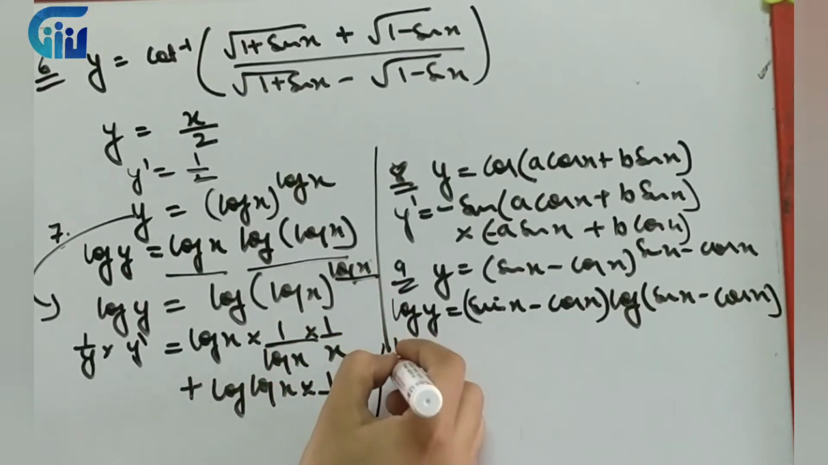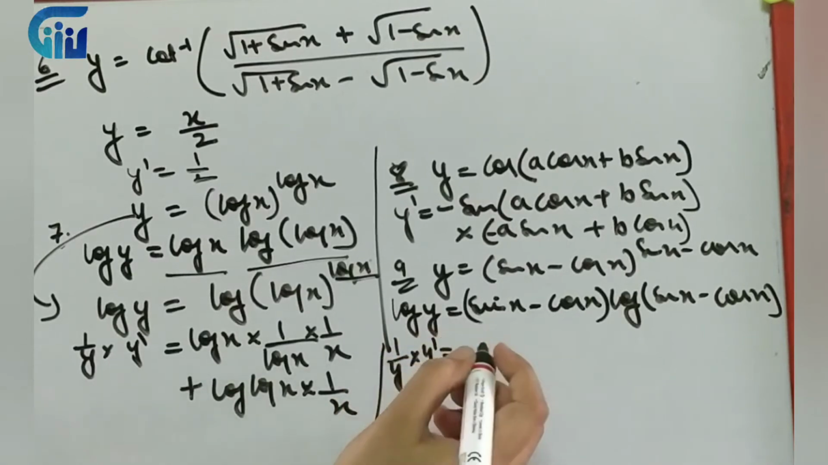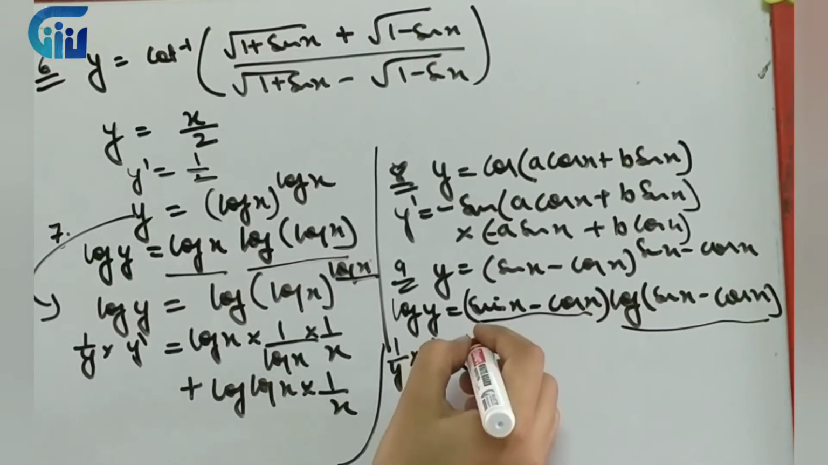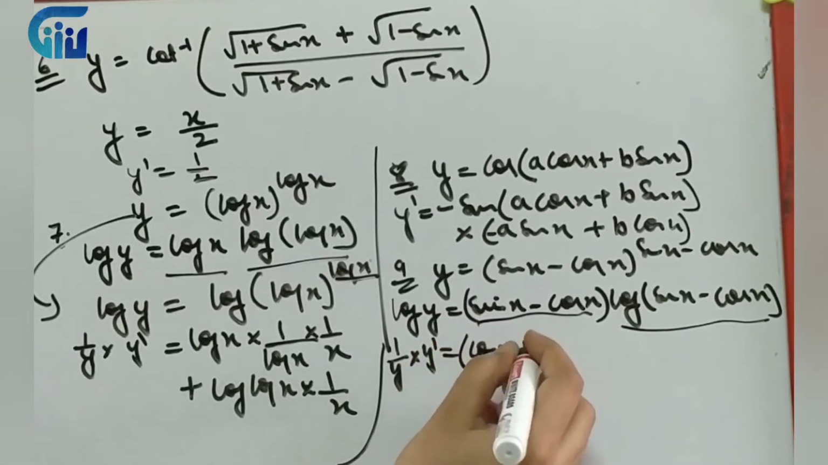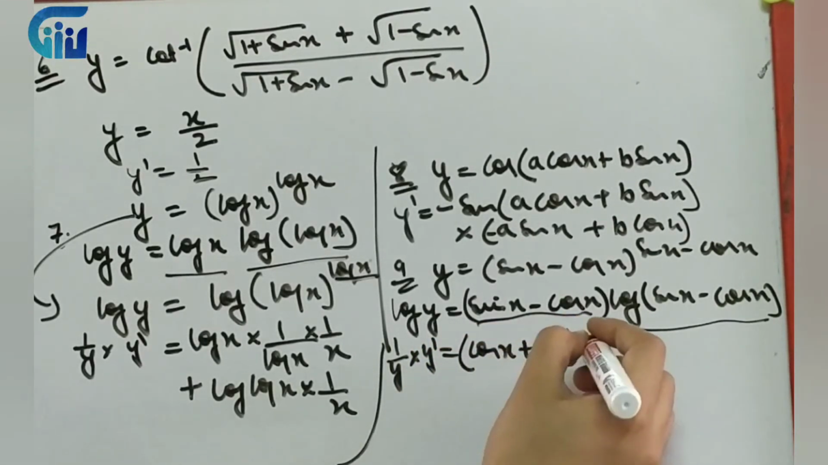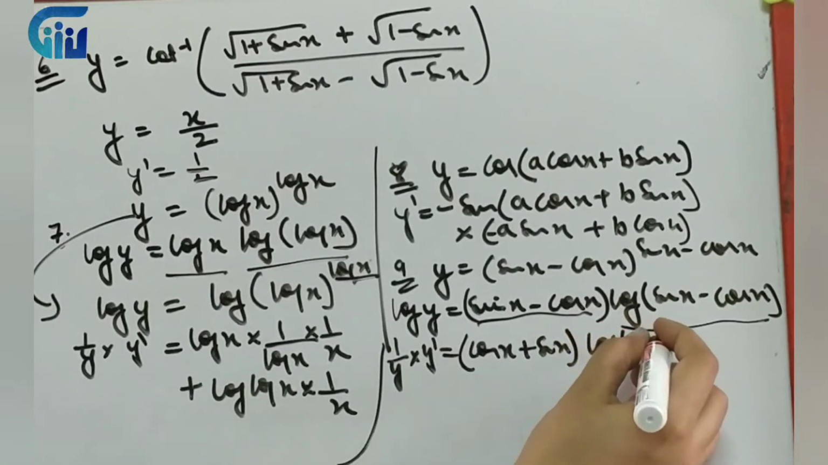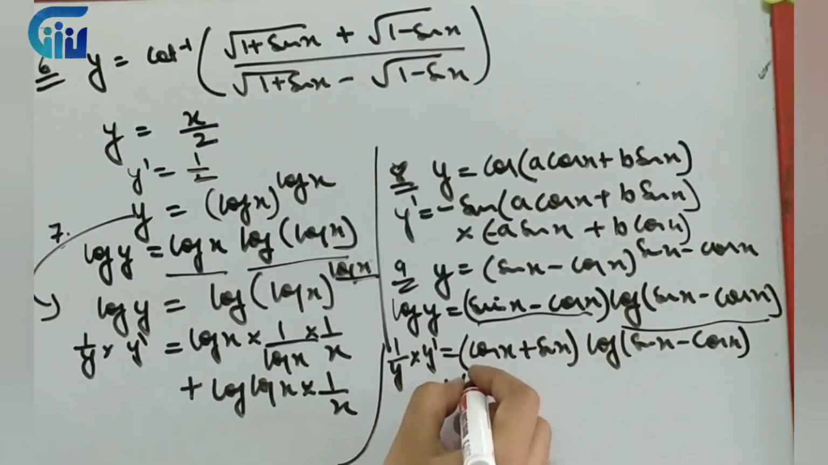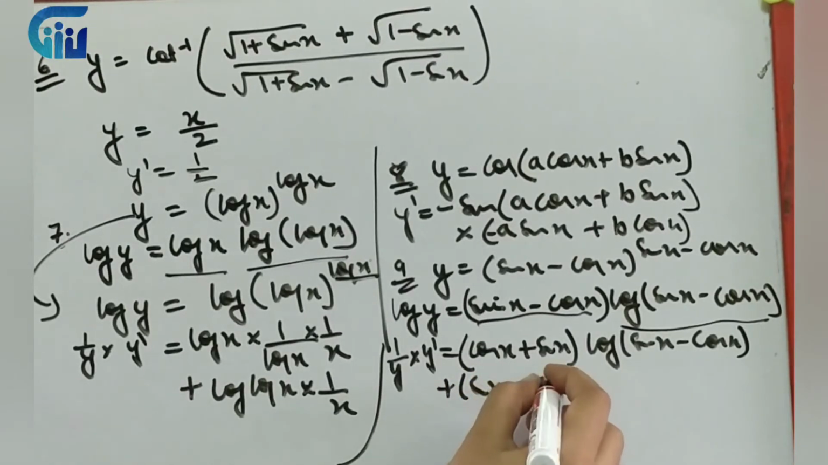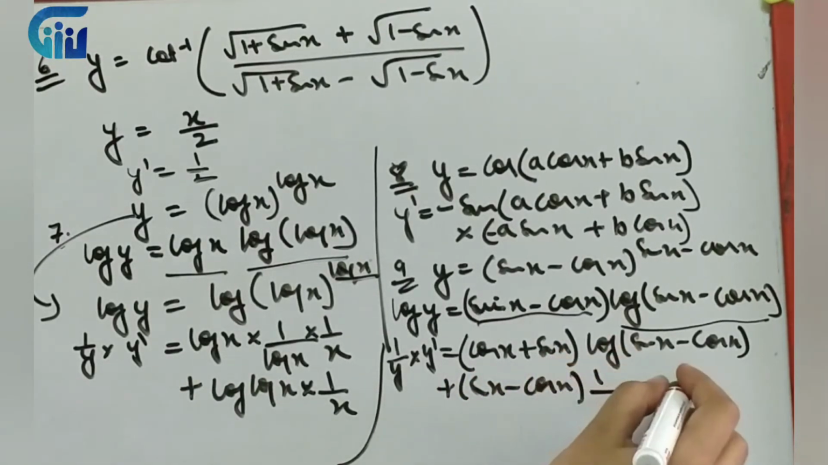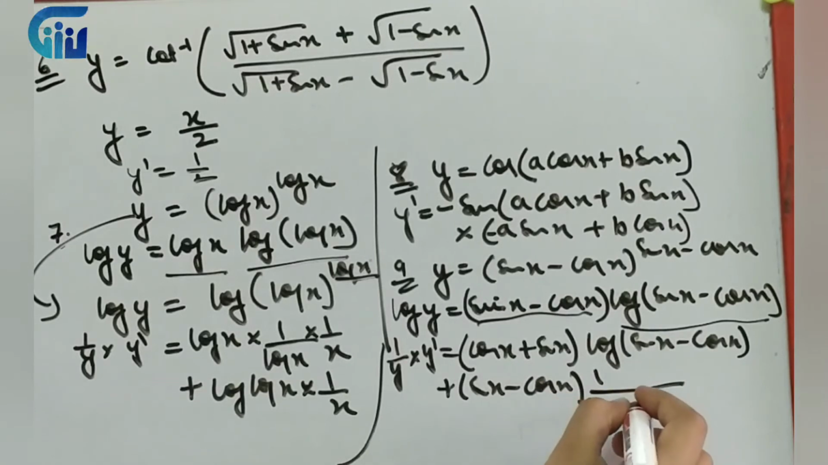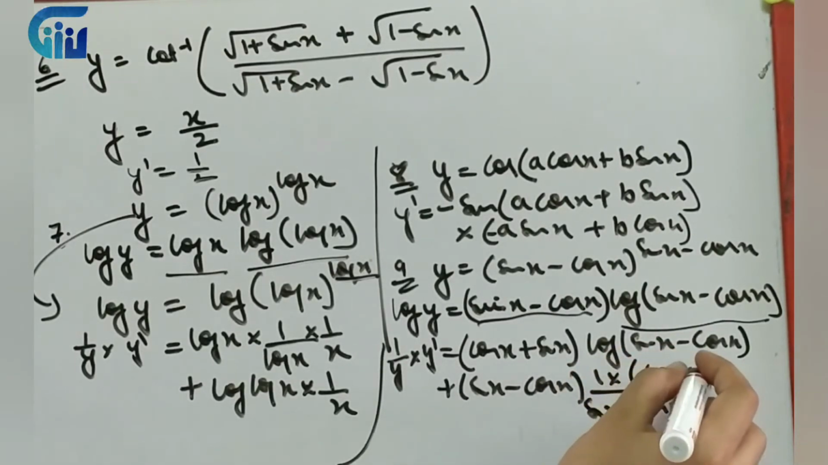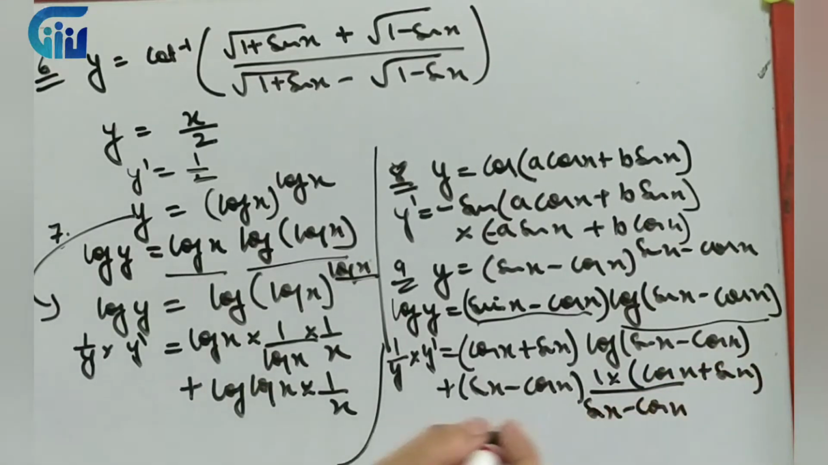This will be 1 upon y, y dash. Over here I will use product rule. One function is this, another function is this. The derivative of sin x is cos x plus sin x. This log of sin x minus cos x as it is, plus the first function sin x minus cos x as it is. The derivative of this log is 1 upon sin x minus cos x, and then by chain rule the derivative will be cos x plus sin x, right?